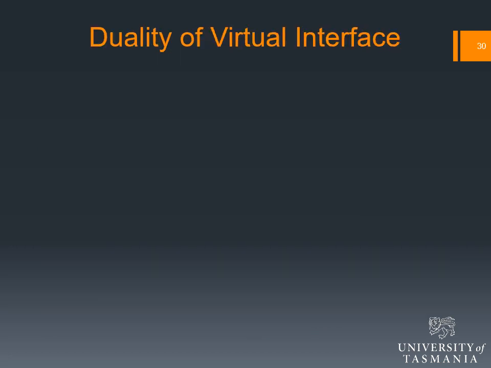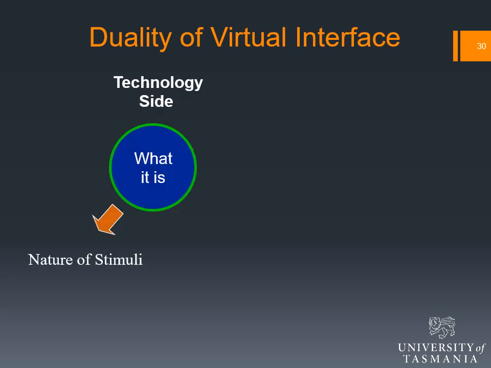So the core concept of the virtual interface is centered around the duality of the virtual interface. This diagram shows you what that duality is. It really highlights two key components of this interface. First, we start with the technology side. What is it? What is the technology? What are the pieces of hardware and software? What can we do? This is regardless of what it's supposed to do.